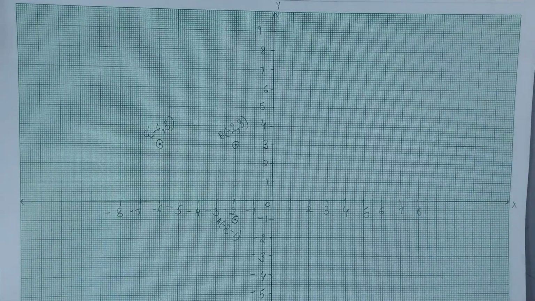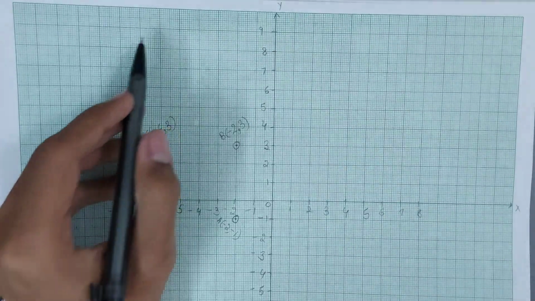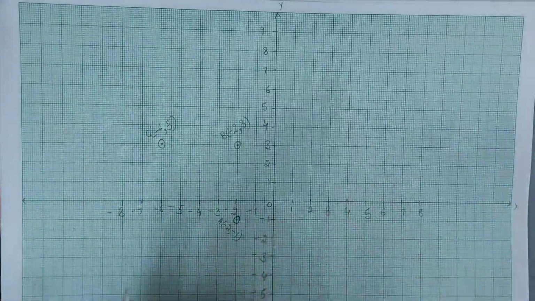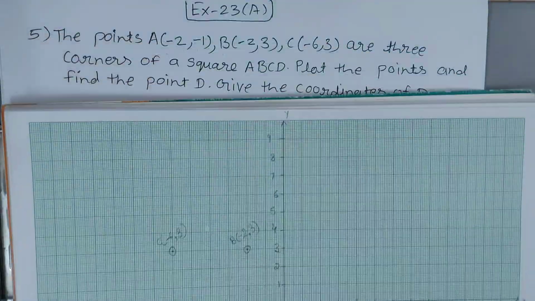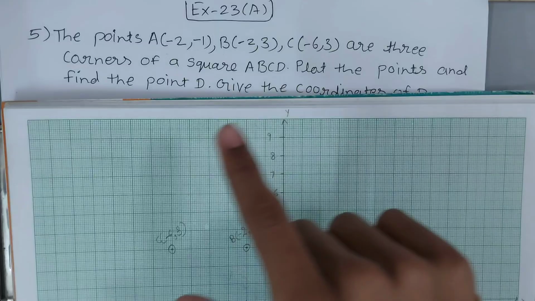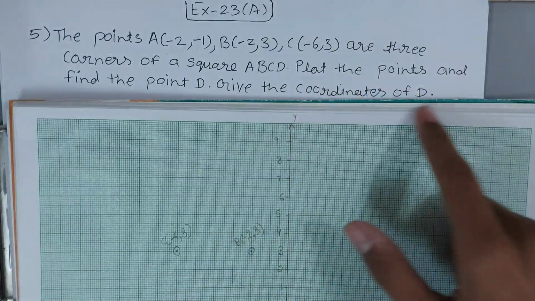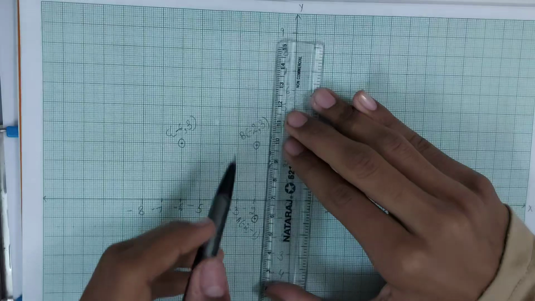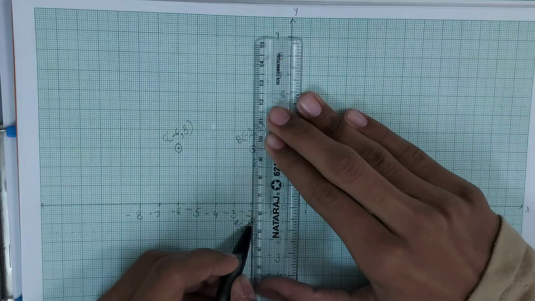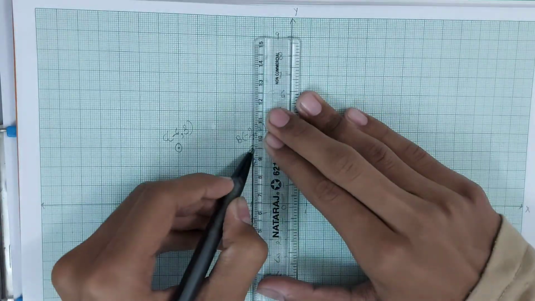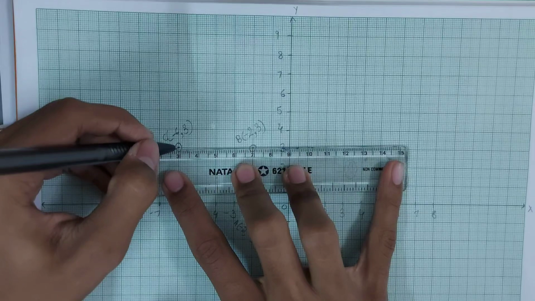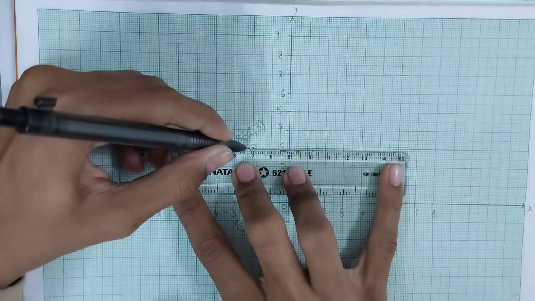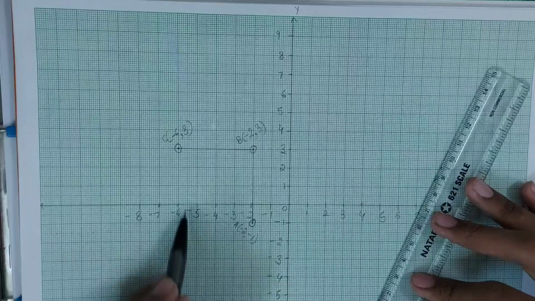Now we have to find where point D lies, that is the fourth point. Points ABC are three corners of a square ABCD. For your easier visibility, I will join all 3 points. It's not needed, but you can do it like this. We'll join them like this. We still don't have another point, so we can't complete the square.